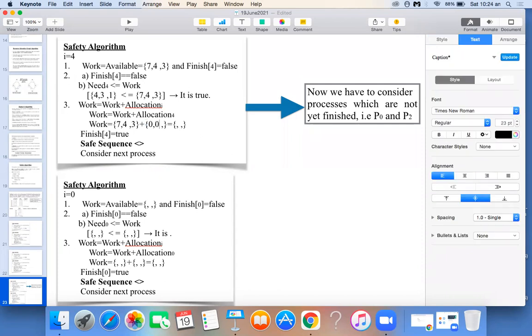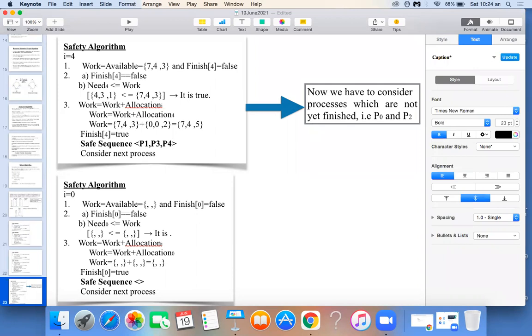0, 0, 2. So add it and tell me how much you get. 7, 4, 5. Correct. That's it. So make finish of 4 equal to true. So now tell me, what is the safety sequence now? P1, P3, P4. Correct. So this is the order in which the processes have completed their executions.